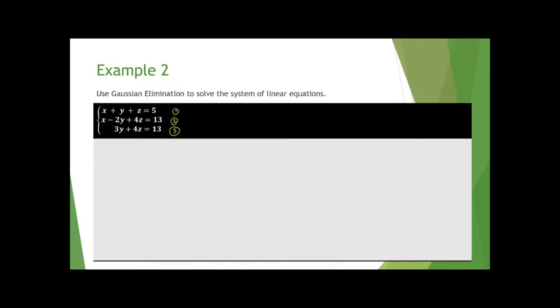So our goal is to put it in row echelon form so that we can use back substitution. Our goal is to have x plus something y plus something z equals something. And then y plus something z equals something. And then z equals something. So that's our goal so that we can do the back substitution. Now, this is going to involve a lot of critical thinking, a lot of trying to decide which is the best way to do this.